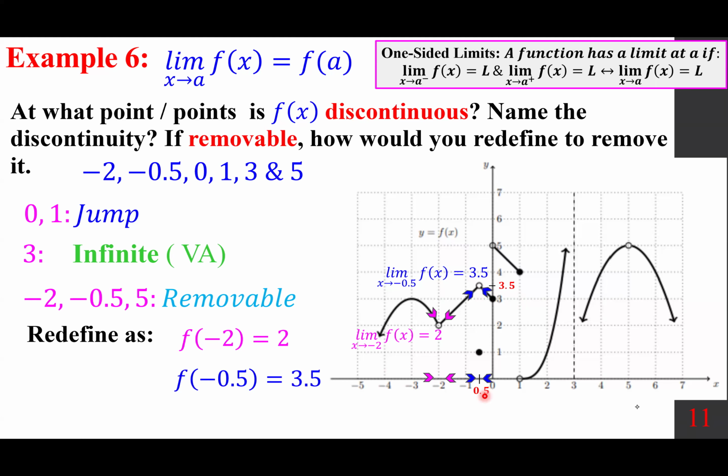The last one is number 5. What do we notice as we move towards 5 from the left? We are moving this way. From the right, we are moving this way. We are moving towards this hole, and this hole has a y-coordinate of 5, which indicates the limit exists and is equal to 5. So the limit of the function f of x as x approaches 5 is 5. So if we redefine the functional value f of 5 to be 5, we remove the discontinuity and fix the formula.